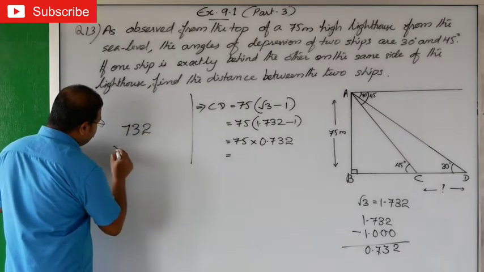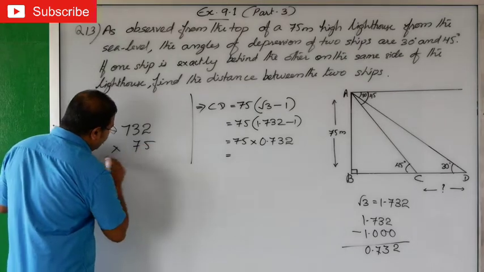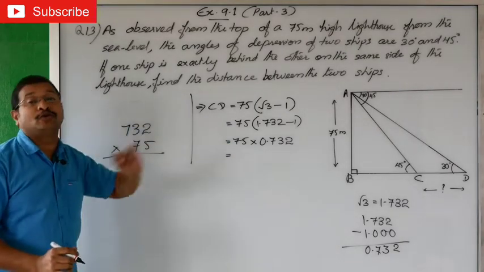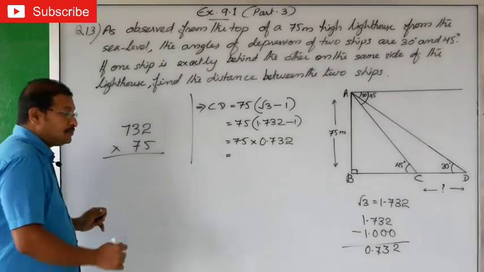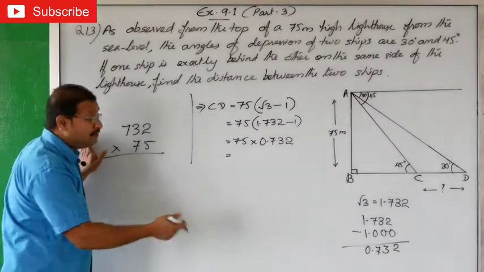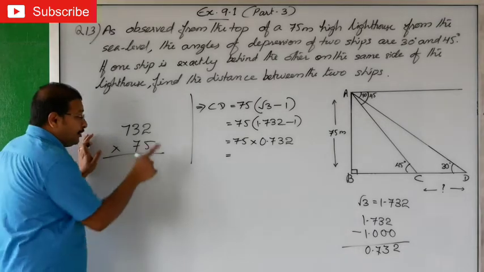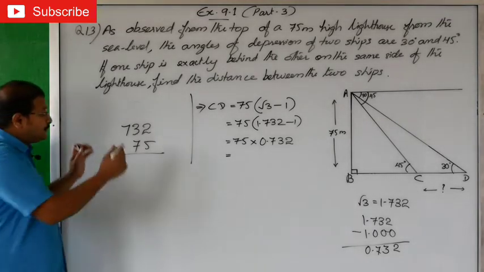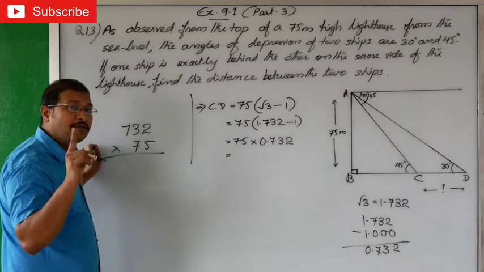732 into 75. When you multiply, don't take the decimal. First you multiply, after that we will put the decimal point. Ready? First we will multiply, after that we will put the point.